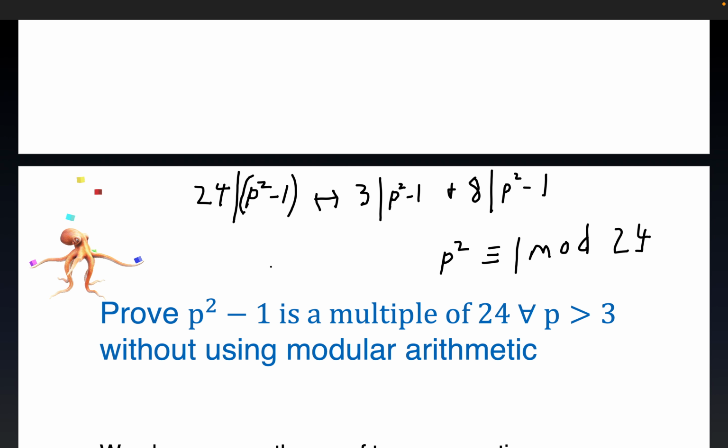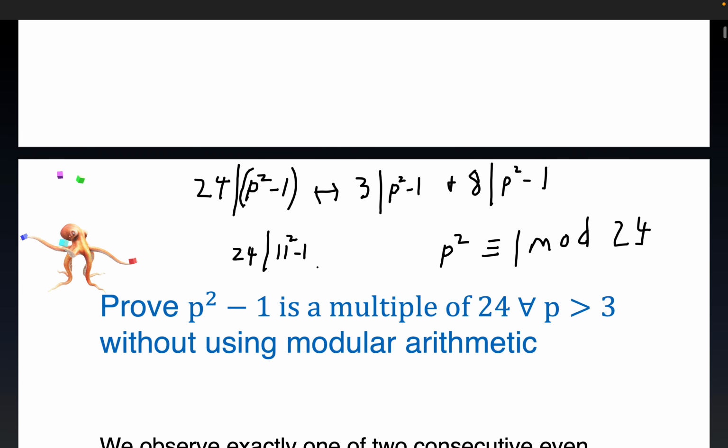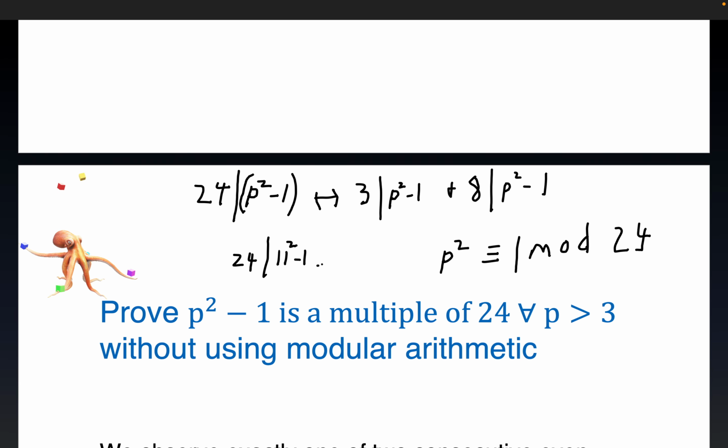Okay, now just one quick example. Let's look at 11 squared. Notice that 24 divides p squared minus 1 where p is a prime, so we'll make it the prime 11. So this will be 11 squared minus 1. Okay, and this is equal to 120, right? And 5 times 24 is 120. So that's an example of it working. It also works in the smallest case, which is 5, because 5 squared minus 1 is 24.